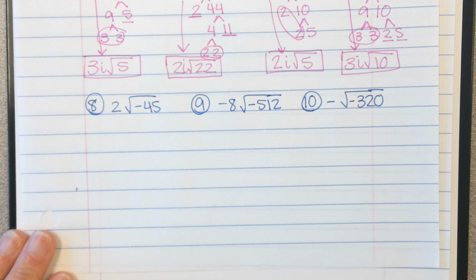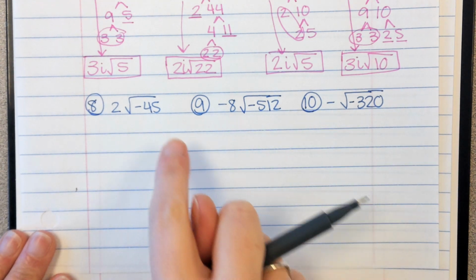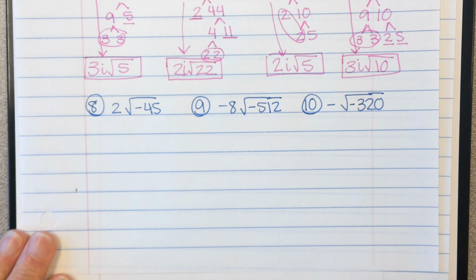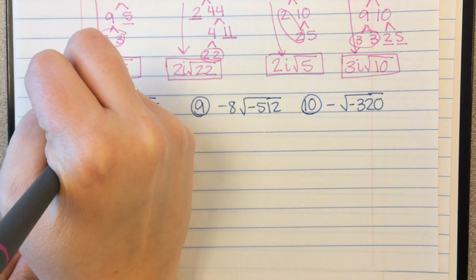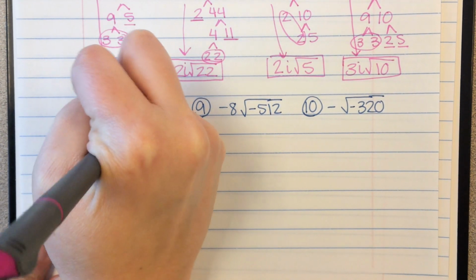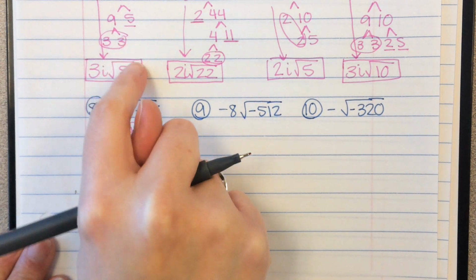Okay, so let's look at 3 more examples. So this time we have a coefficient out front, and we have a negative on the inside, and we have a radical to simplify. Okay, so on this first one, I've got a 2. I'm going to leave it out front. I'm going to pull out the i, so I have 2i square root of 45. And we just did the square root of 45 up here.